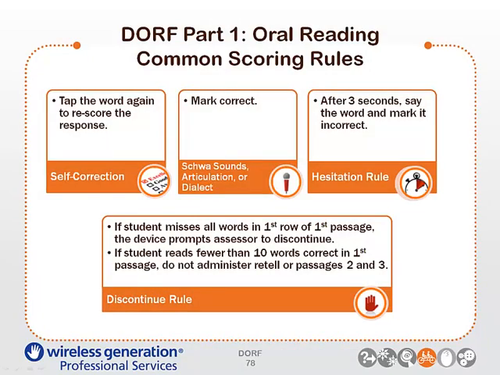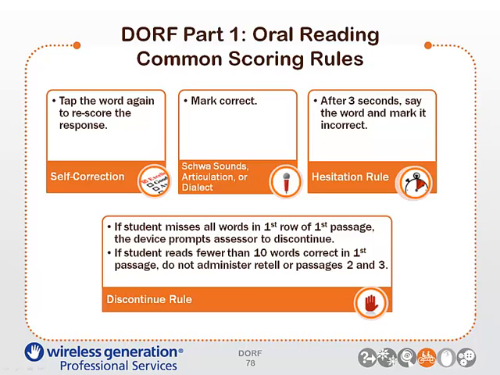Here are some of the common scoring rules for Dorf. Mark incorrect words that are sounded out but are not read as whole words. If the student makes a mistake with the same word multiple times, each instance is marked incorrect. Do not mark additions or insertions.